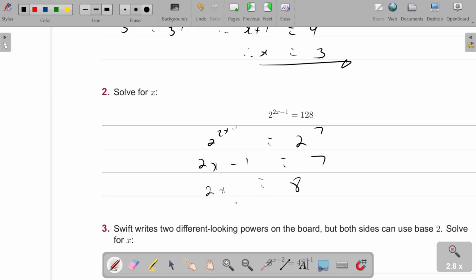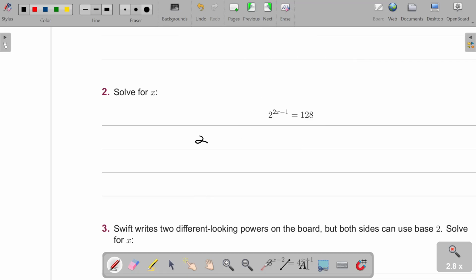And then I divide both sides by 2 to get the x by itself, and I get the fact that x is equal to 4. X is equal to 4. Okay, and we can verify this again by checking. This is 2 to the power of 2 times 4 minus 1. And I said 128 is obviously the same as 2 to the power of 7. And this is 2 to the power of 8 minus 1, 2 to the power of 7.